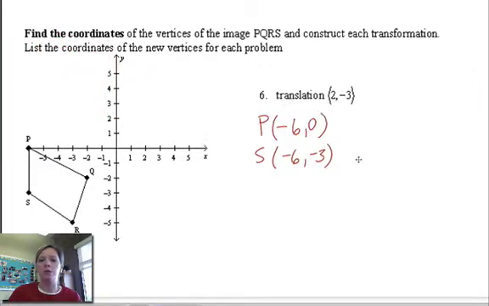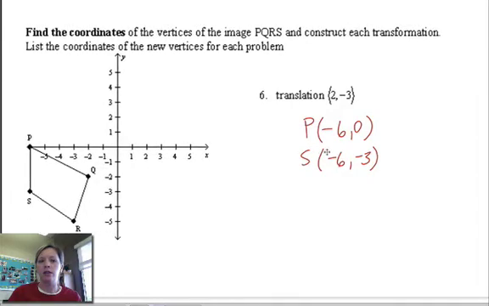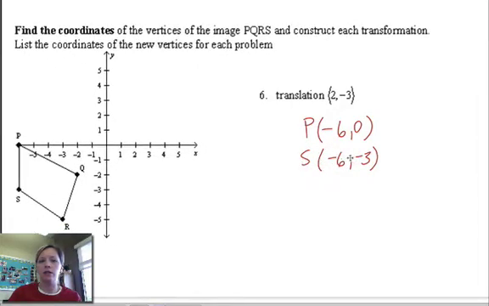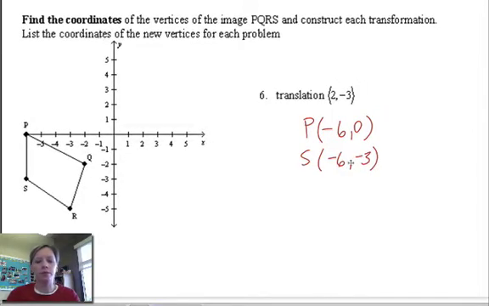Alright, I just want to remember our coordinates that we had to begin with. But it's not letting me move what I want to move. Weird. Let's get the other ones. Well, let's just write them down. We got P, S, R was at negative 3, negative 5. And Q was at negative 2, negative 2.